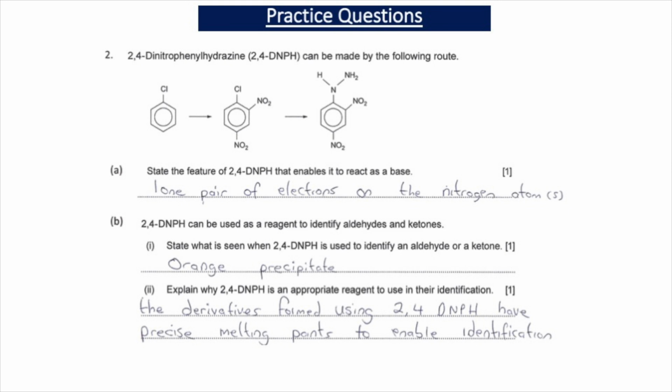And it's asking you why 2,4-DNPH is an appropriate reagent to use in the identification of aldehydes or ketones. Well, it's because the derivatives that you get, these 2,4-dinitrophenylhydrazones, these orange crystals, they have precise melting points which enable you to identify which aldehyde or ketone was added to 2,4-DNPH. So the derivatives formed using 2,4-dinitrophenylhydrazine have precise melting points to enable identification of the aldehyde or ketone. So there's 1 mark for that.